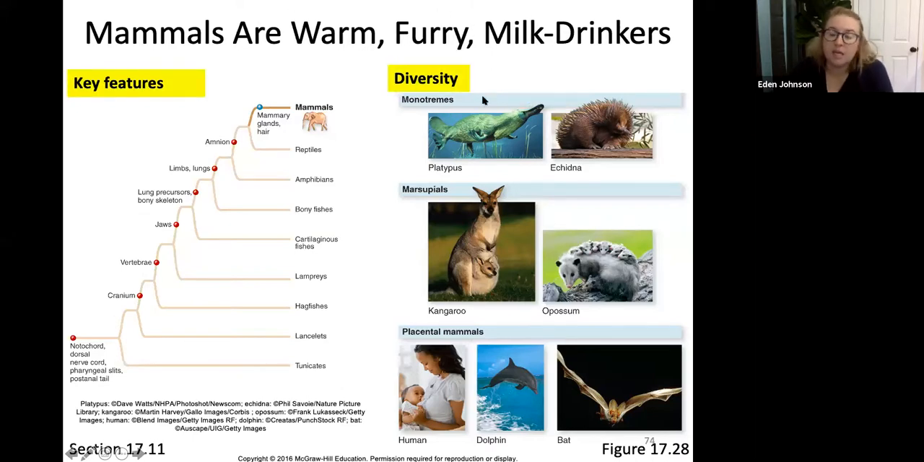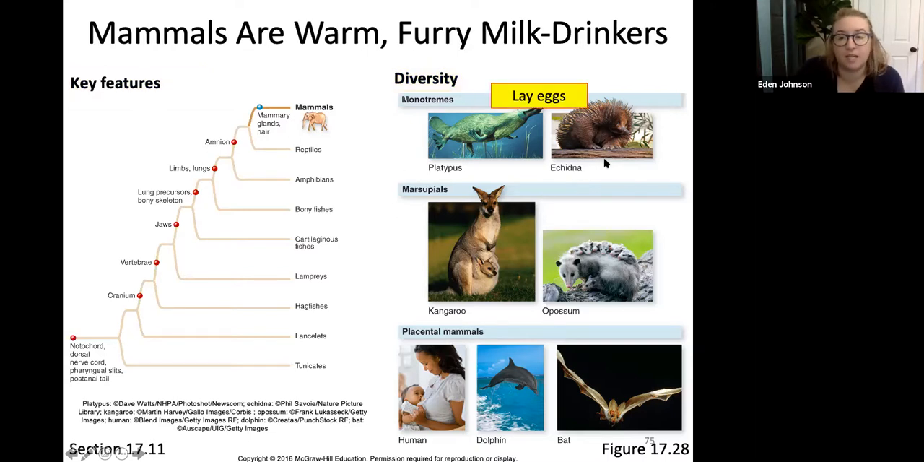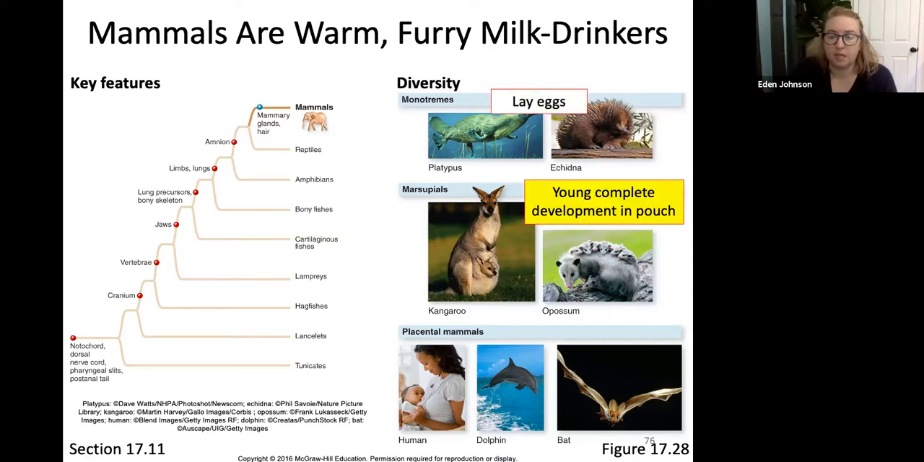So for diversity, we have a few different classes of mammals. First, monotremes, which are organisms like a platypus or an echidna. When I was a senior in college, we went on a field work trip with the lab I was working in to Australia, and we saw an echidna. It was so cool. These monotremes are mammals that lay eggs, okay? Mammals that lay eggs.